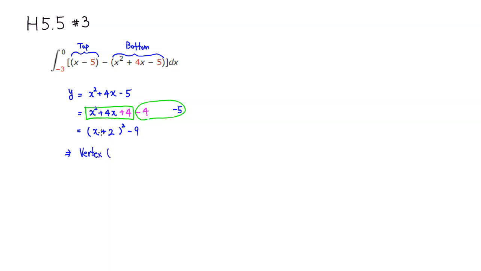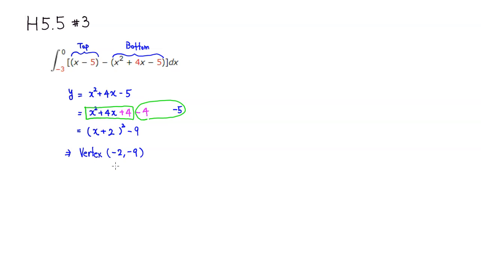Which means that the vertex would be at -2, -9. The reason the sign changes is that adding 2 is a transformation shifting to the left. So the vertex originally at 0, 0 is going to shift to the left by 2 units, so it's going to be -2. And then the -9 at the end is going to shift downward by 9 units, so it's going to be -9. So we have the vertex there.